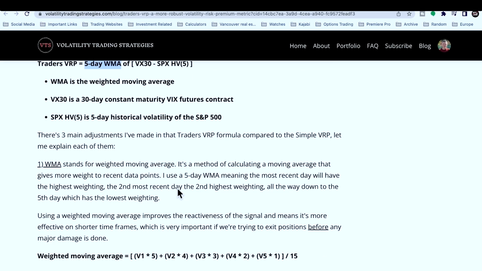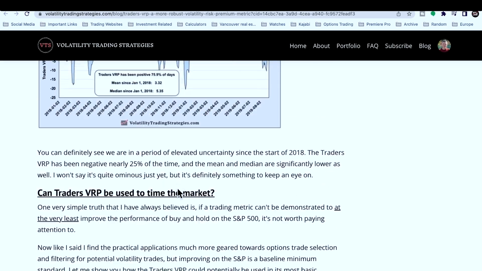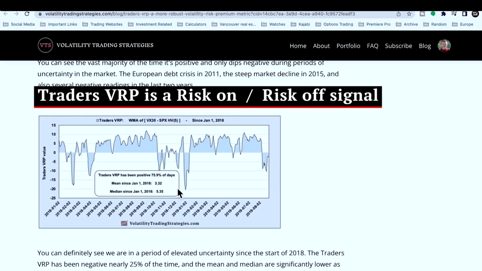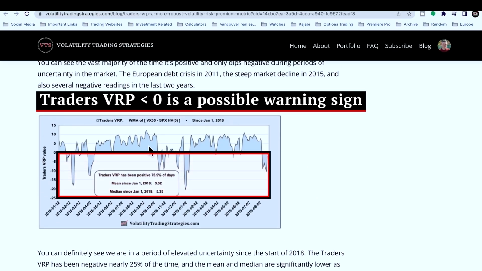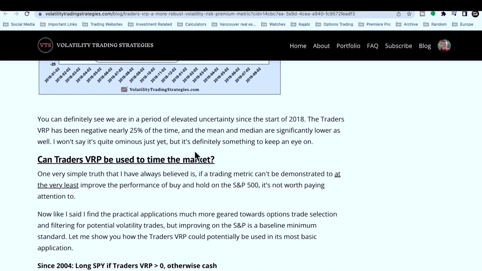And the trader's VRP is really good because it's basically a signal for risk on, risk off. If the trader's VRP dips below zero, that's definitely a warning sign that the market is showing signs of weakness. So you might want to exit to cash or use it in combination with multiple other metrics.